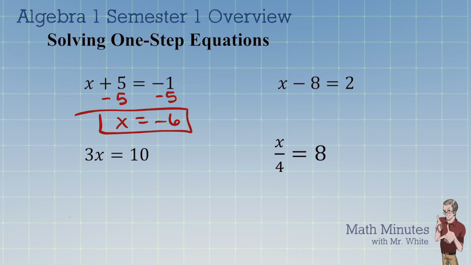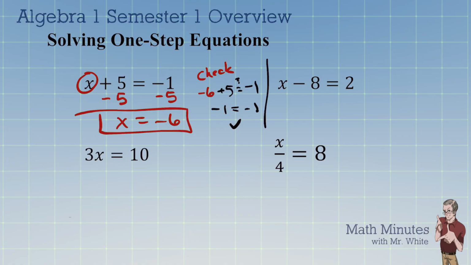X is negative 6. And then you can check by plugging in right there. So negative 6 plus 5, does that equal negative 1? Negative 1 does equal negative 1. So I've graded my own problem. I've determined that I did get it right and that is the solution. You can do that every time with an equation.